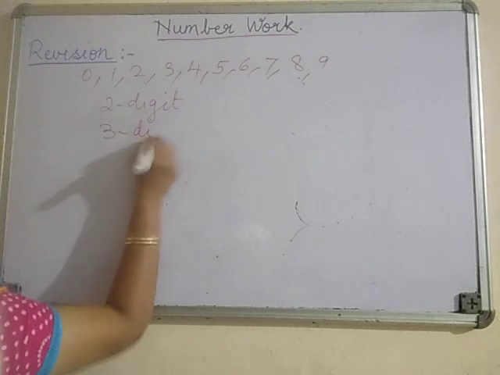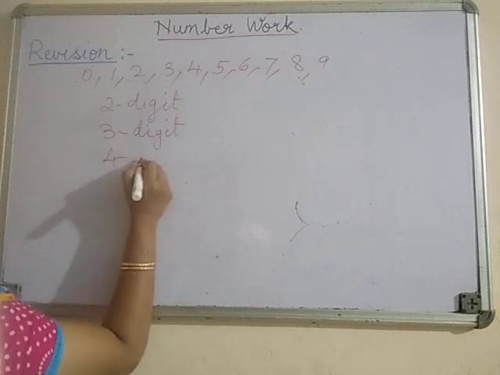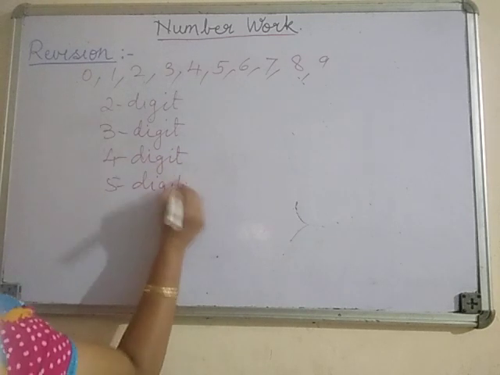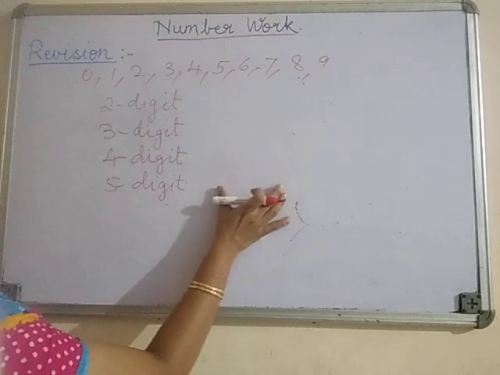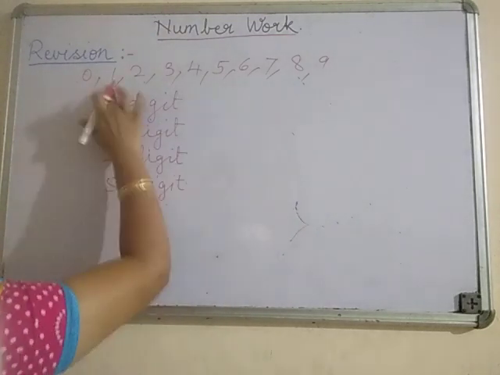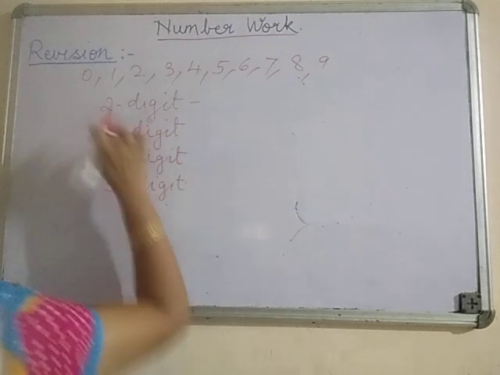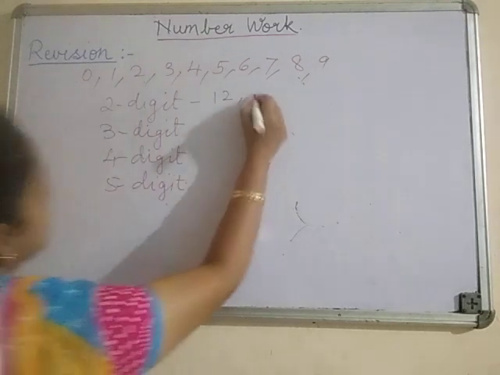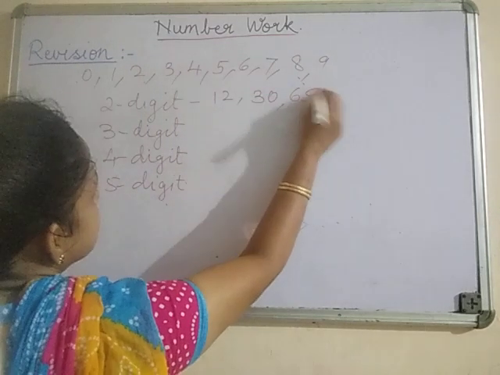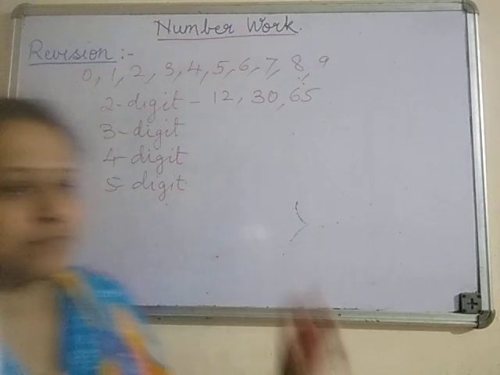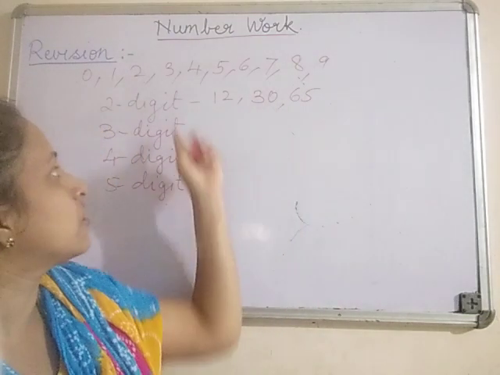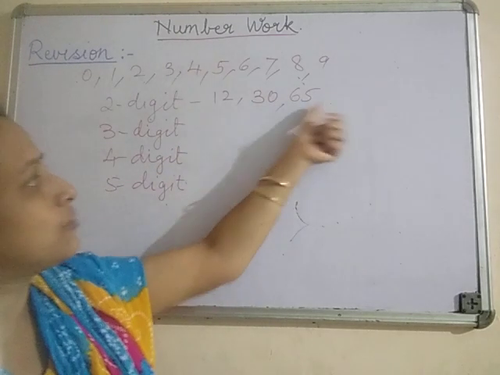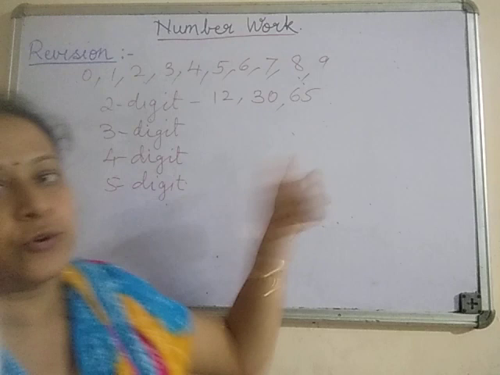From this you have to make 2-digit, 3-digit, 4-digit and 5-digit numbers. 5 digits means there will be 5 digits in one number. Out of this you can make any numbers, for example 1 and 2 you can take 12, then 3 and 0, 30, or 6 and 5 or 5 and 6, and so on. You have to make at least 10 numbers each of 2-digit, 3-digit and 4-digit.